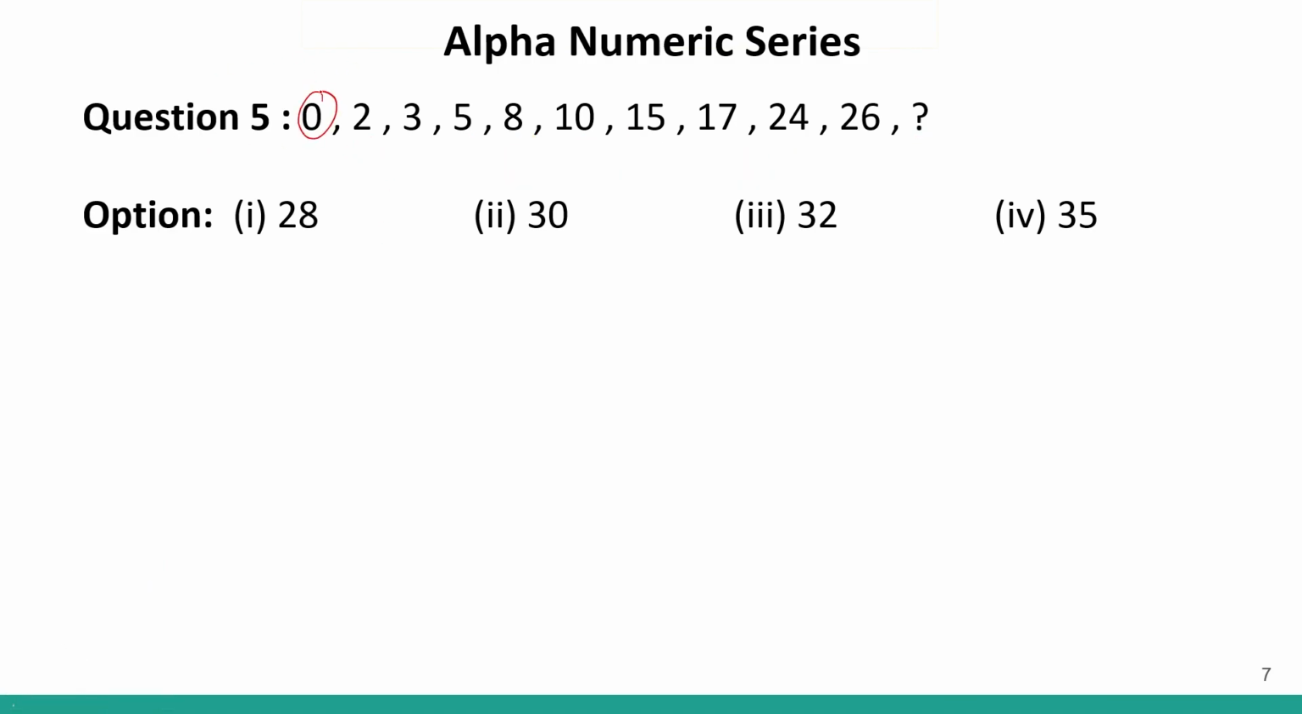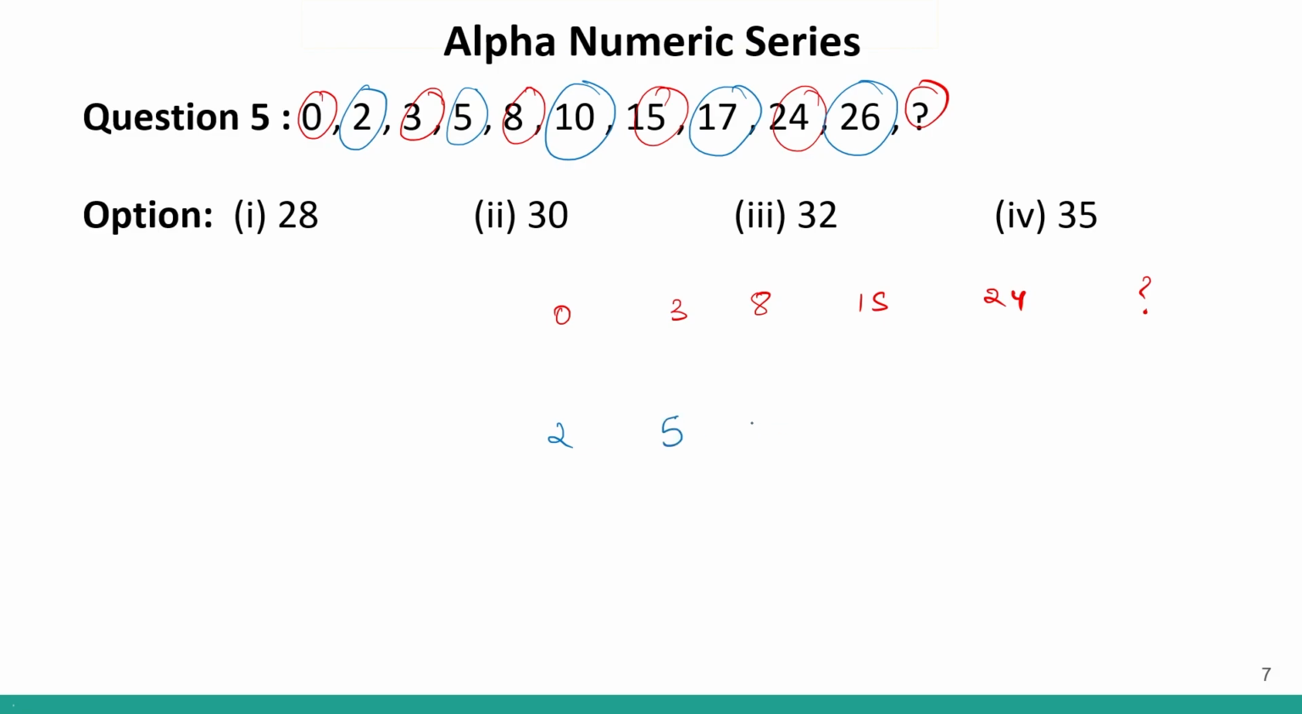So let me take these numbers. We have 0, 3, 8, 15, 24 and then the missing term. Correct? This is one series. The other series, I'm using a different pen, is 2, 5, 10, 17 and 26. This is the other series. So this is plus 3, this is plus 5, this is plus 7 and this is plus 9. Correct? This is 3, 5, 7, 9. So basically this is consecutive odd numbers.